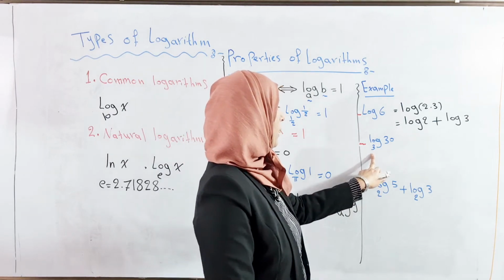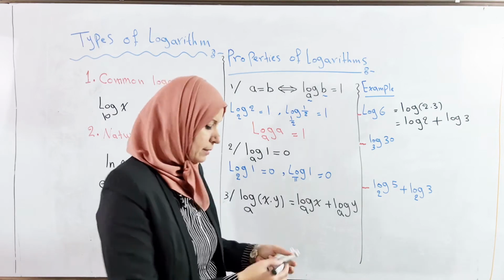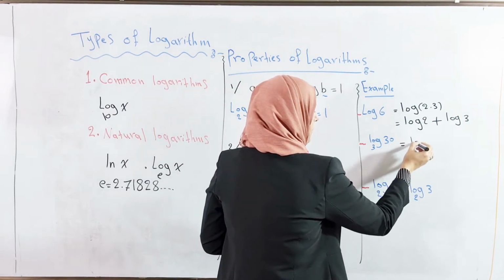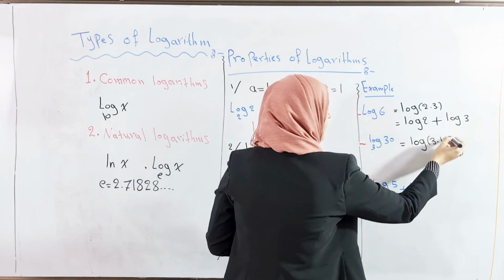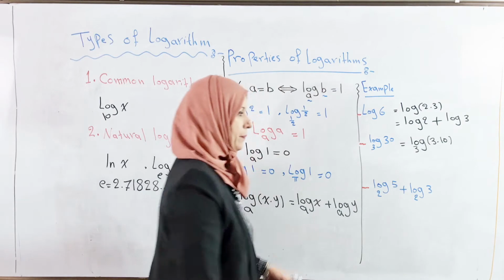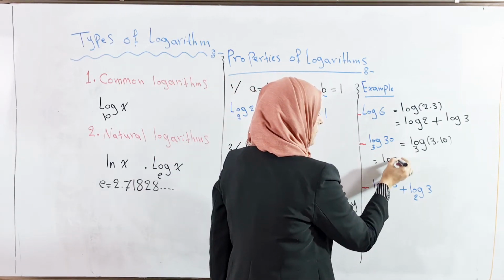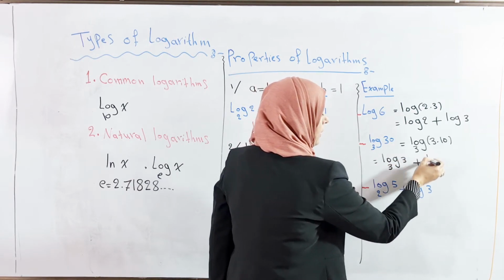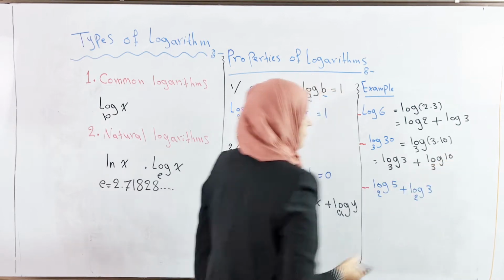Example number 2: logarithm 30 for base 3. That means it will be logarithm of 3 multiplied by 10 for base 3. And we can write it as logarithm 3 for base 3 plus logarithm 10 for base 3.